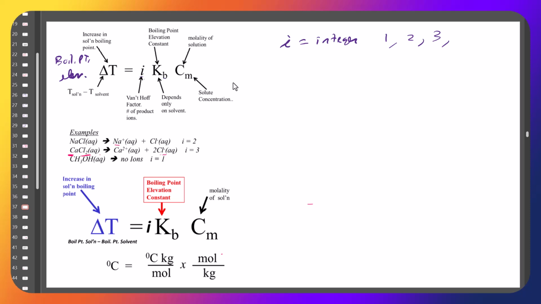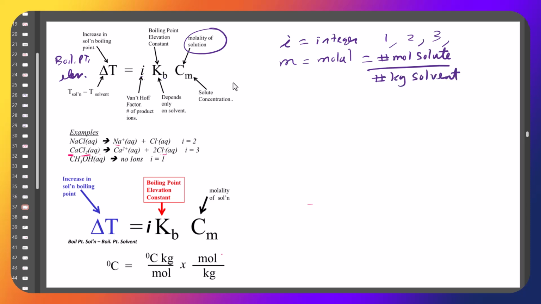And Cm is the concentration of the solution. Solute in the solvent, it's a molal concentration. Some books will just write lowercase m because that signifies molal, which means number of moles of solute per number of kilograms of solvent. I use Cm, C for concentration, lowercase m for molal to help you remember that.